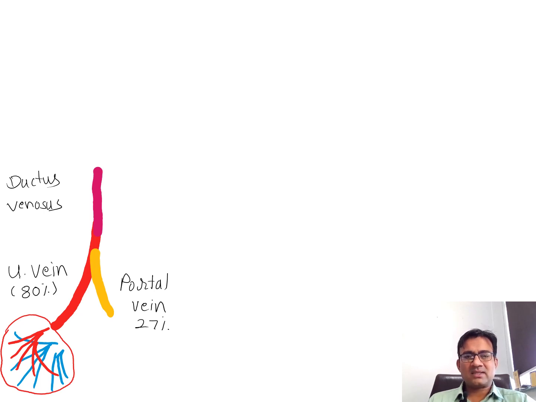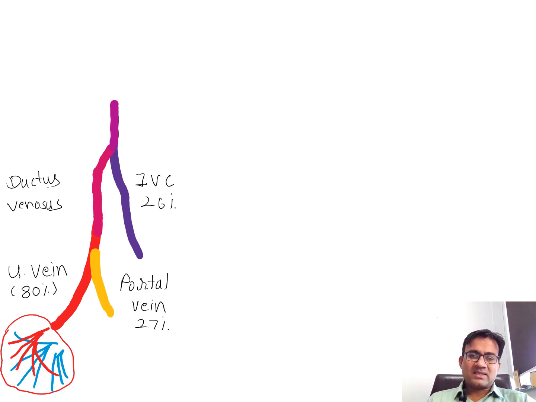Now what is this ductus venosus going to do? The ductus venosus is going to join which vessel? Inferior vena cava, which has only 26% saturation. Now it is combined, and both are forming what you can call the thoracic IVC. Now from 80% it has gone to 67%. So now 67% saturation is there.